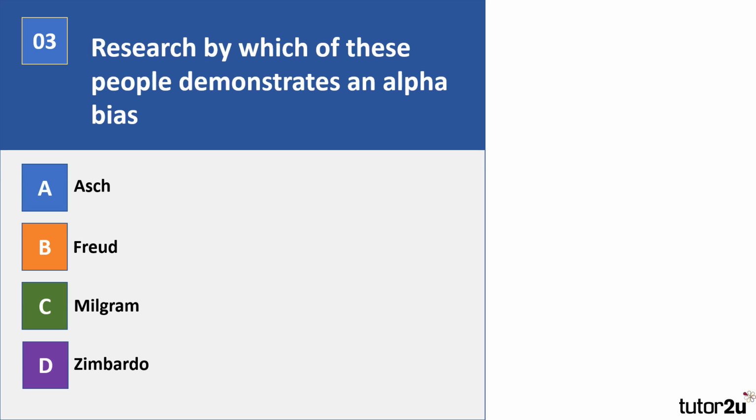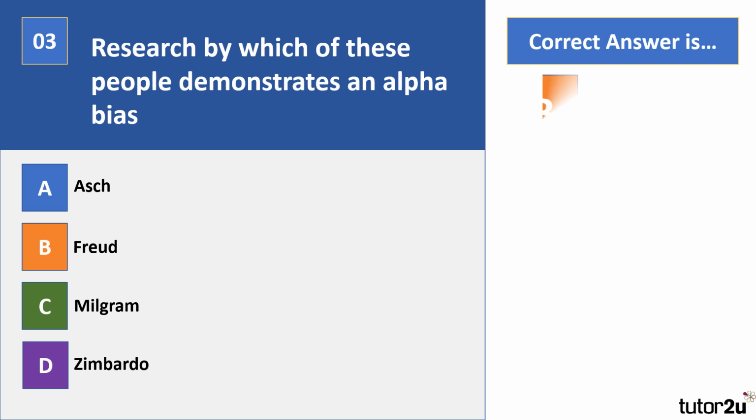Question 3. Research by which of these people demonstrates an alpha bias? So take your time, have a look, and think about if you can demonstrate why that is as well. So pause your video. Right, the correct answer that I'm looking for here is Freud. So let's just take a bit of a look at this.